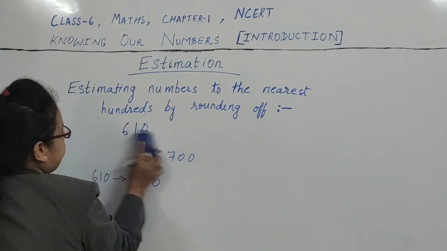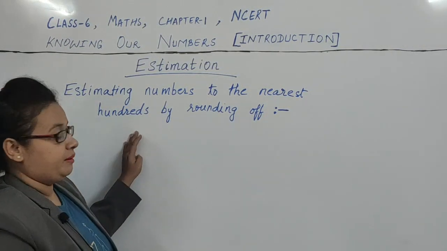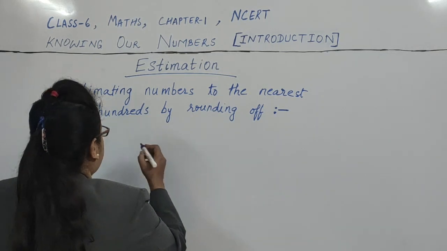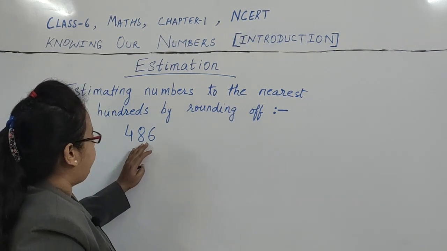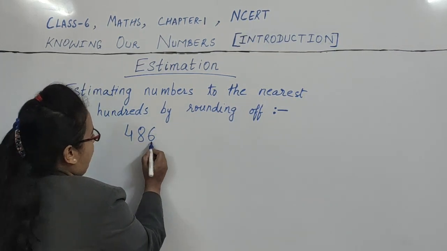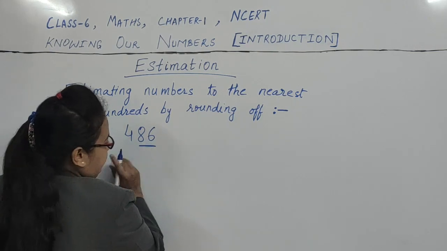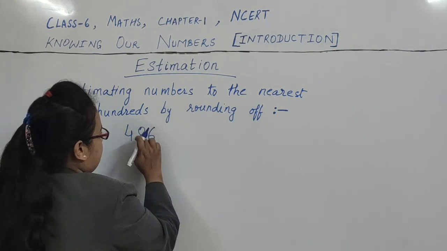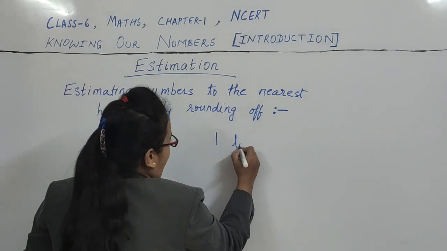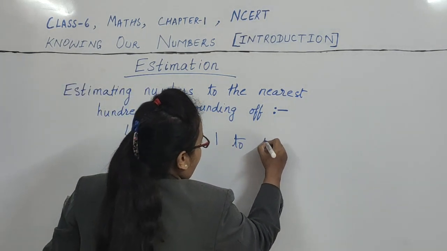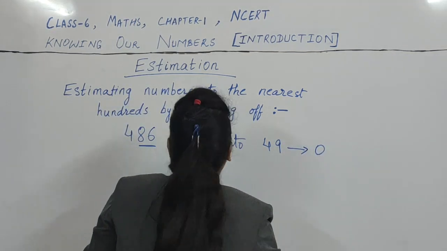Okay, now let us learn the rule. What rule do we follow when we estimate a number to the nearest hundreds? So for that, let us take one more example. 486. We have to round off this number to the nearest hundreds. So what we do, we look at the digits at the ones and tens place. These two make one number. Okay, if this number is between 1 to 49, this will be rounded off to 0.